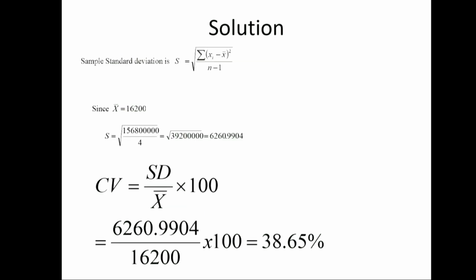Now let's consider that of the sample. For the sample's coefficient of variation, we are going to have the sample standard deviation divided by the mean. The sample standard deviation was 6260.9904. Everything divided by 16,200 multiplied by 100. That gave us 38.65%.